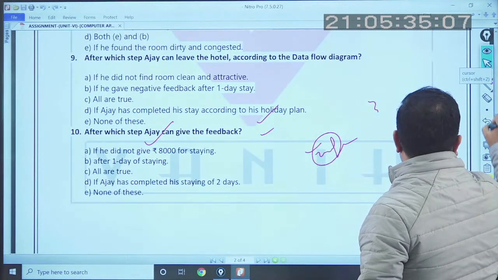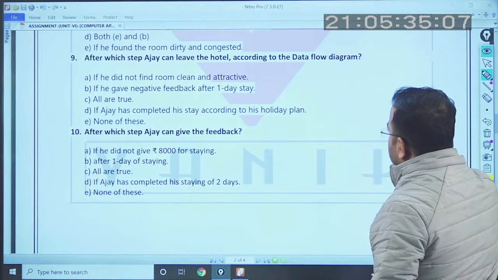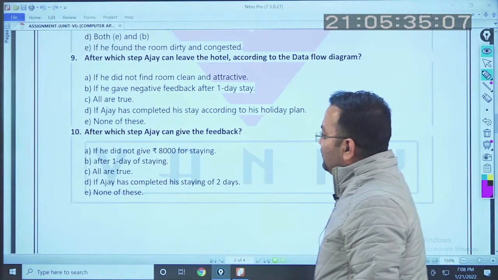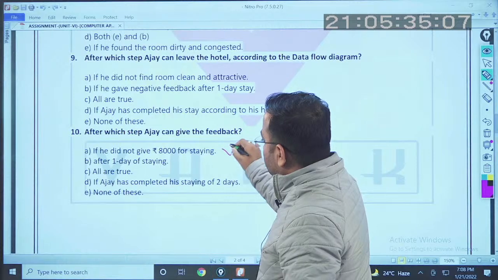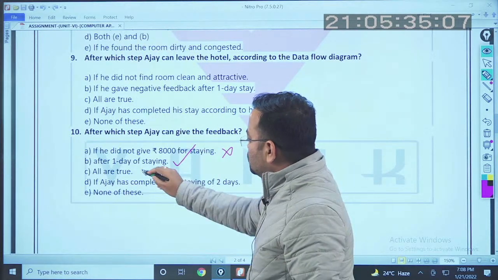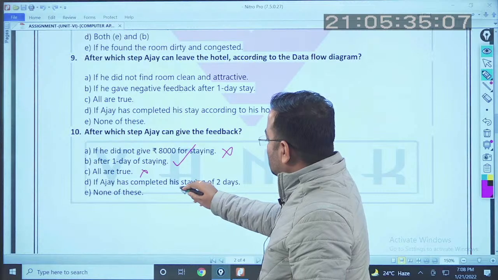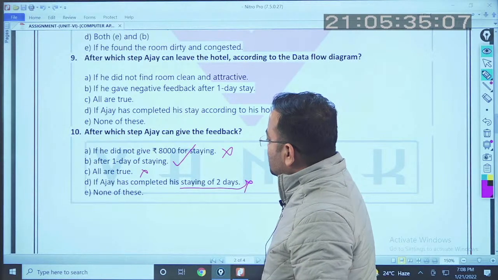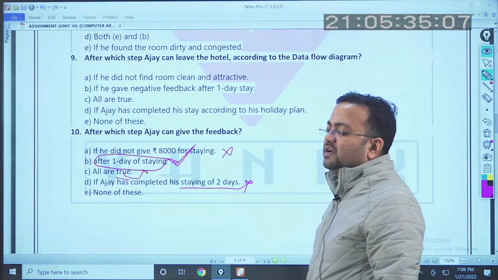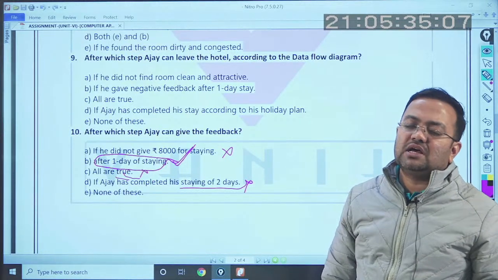Then go to question number 10. After which step can Ajay give the feedback? If he did not give 8,000 rupees, no. After 1 day of staying, yes, this one is correct. All are true, no. If Ajay has not completed staying for 2 days, no. So here the answer is after staying 1 day, Ajay can give the feedback, because it has been clearly mentioned in the data flow diagram.